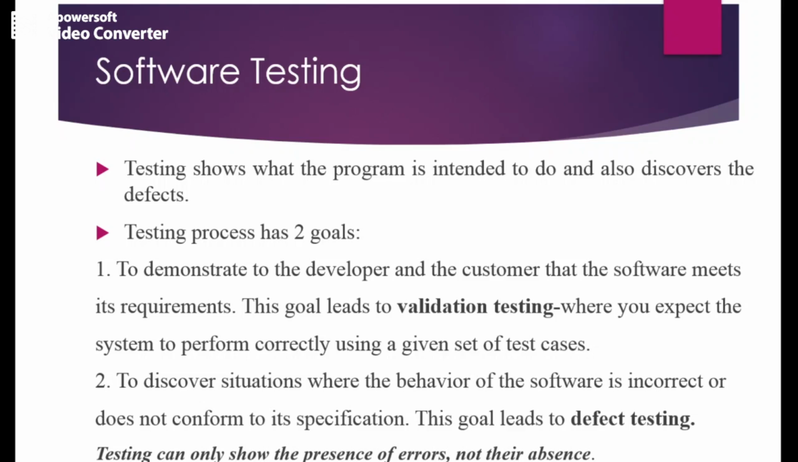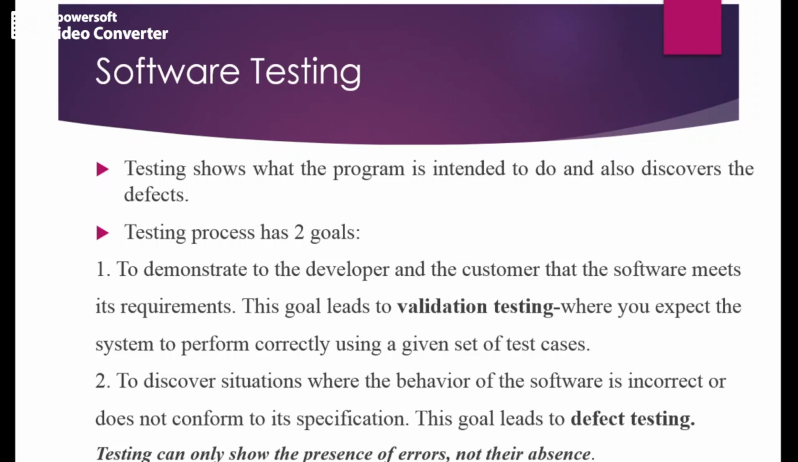So what is validation testing? It is where exactly you want your system to perform correctly using a given set of test cases. So you will be giving the input values, and based on that, your system should perform correctly. So that is validation testing. Second one, to discover situations where the behavior of the software is incorrect. So first one is you are checking whether your system works properly or functions properly.